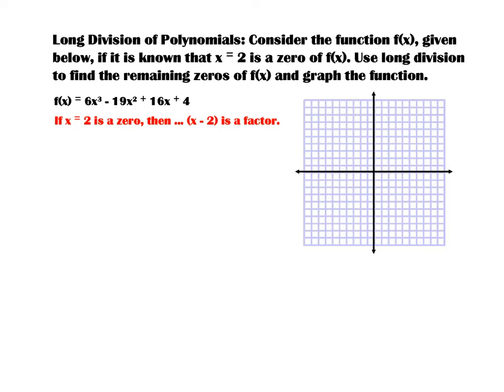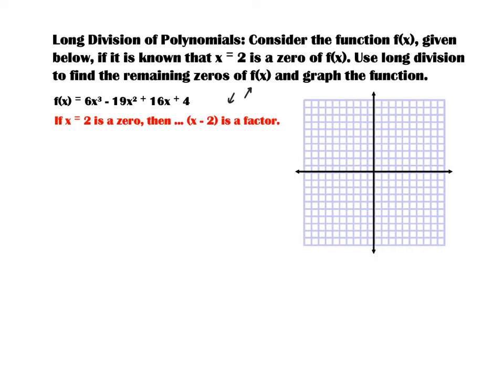Okay, so we're going to do some long division of polynomials now, considering this function f of x given below. If it is known that x equals 2 is a zero of f of x, use long division to find the remaining zeros of f of x and graph the function. So we've got this cubic function. As I look at it, just some general things that I notice. Our leading coefficient is 6. Our leading term is 6x cubed. Therefore, our end behavior should look like this. So I know what the function will look like, at least on the ends.